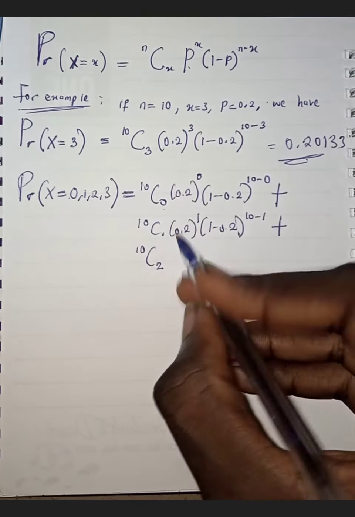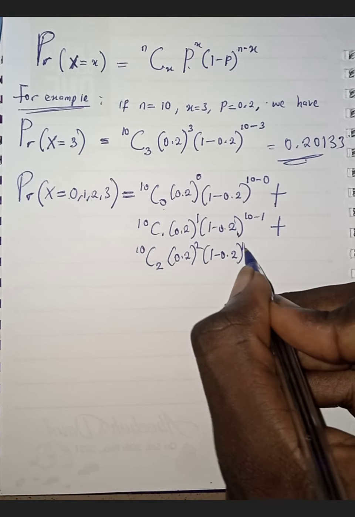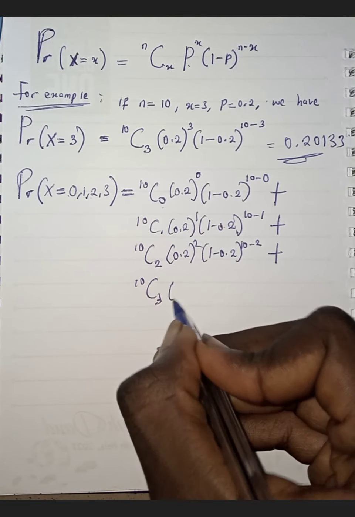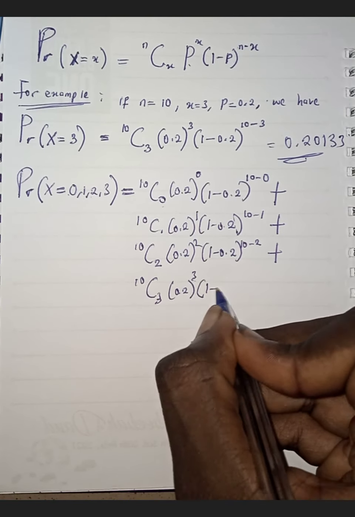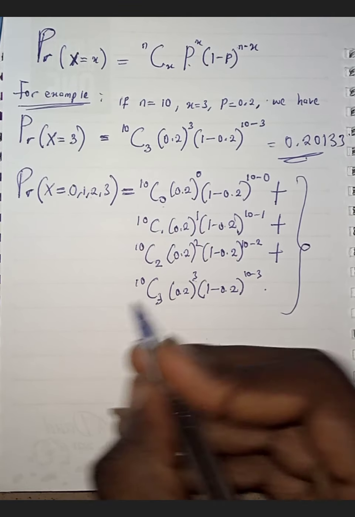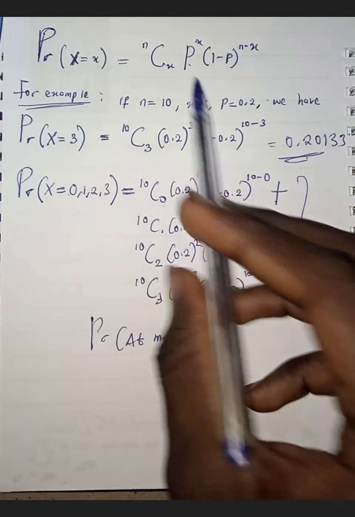I'm making use of this formula initially: 10 combination 2, 0.2 raised to the power of 2, 1 minus 0.2 raised to the power of 10 minus 2. Then plus the final one, which is 10 combination 3, 0.2 raised to the power of 3, 1 minus 0.2 raised to the power of 10 minus 3. So all these results imply the probability of at most 3 when you are given any question based on binomial.